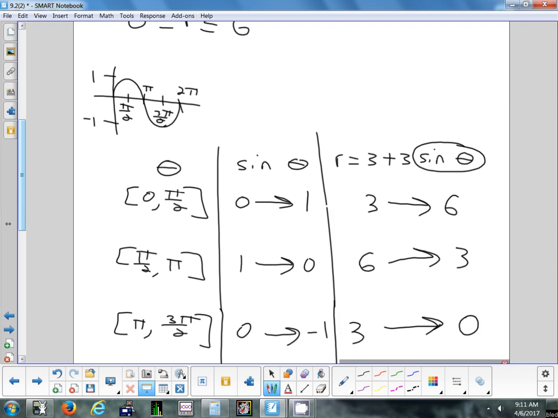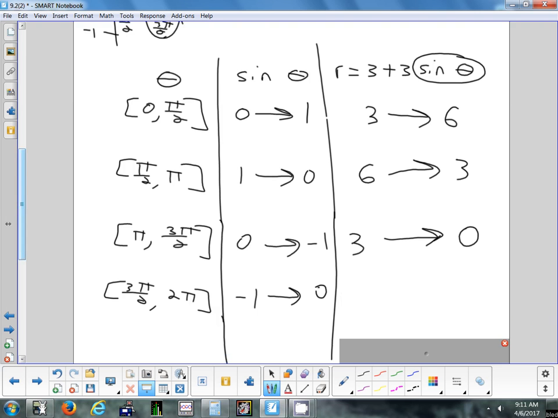And then the last section, where's the radius going to start in this section? It's going to start at 0, and it has to go back to 3, so it's going to pick up back where it left off.